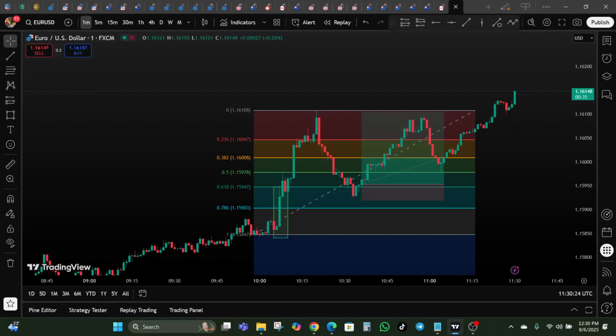Now, the power of this 1 minute Fibonacci scalping strategy is in its simplicity and repeatability. You are not chasing, you are waiting. You know the zones, you've defined the confirmation, you are managing your risk. So that is what turns scalp trading from chaos into clarity.